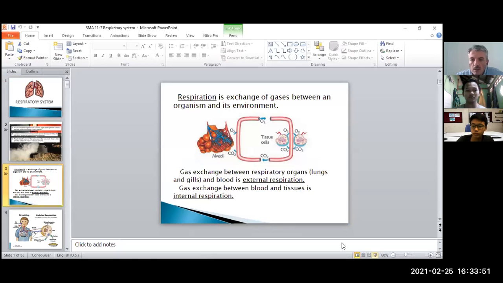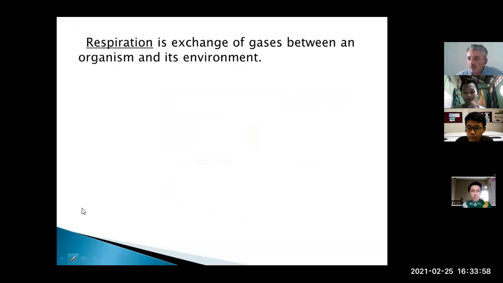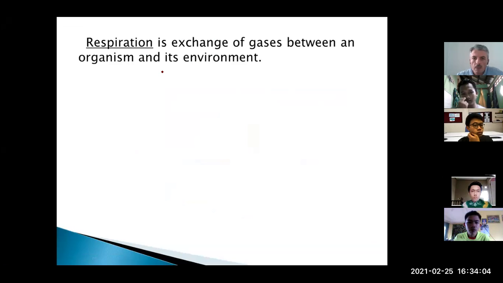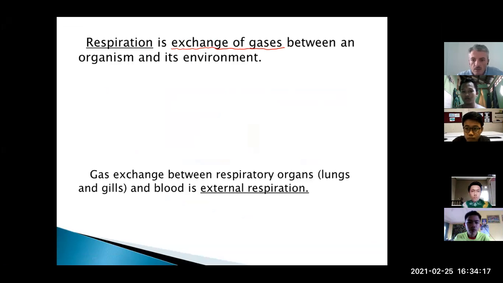Okay. At the beginning of this chapter, there is a definition. There are 2 definitions in the book. In general, with respiration, we mean something like exchange of gases, gas exchange. Here in the book, there are 2 respirations. One of them is external. This means gas exchange between respiratory organs and the blood.